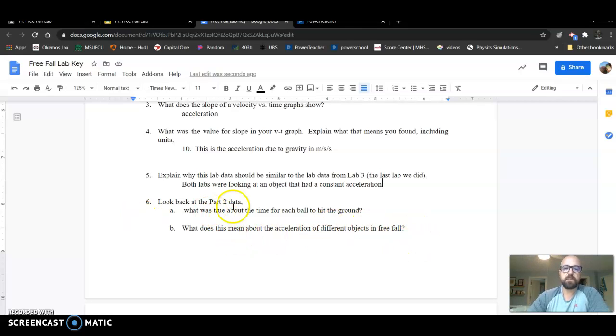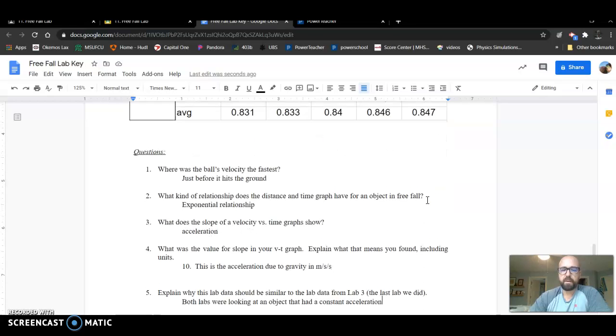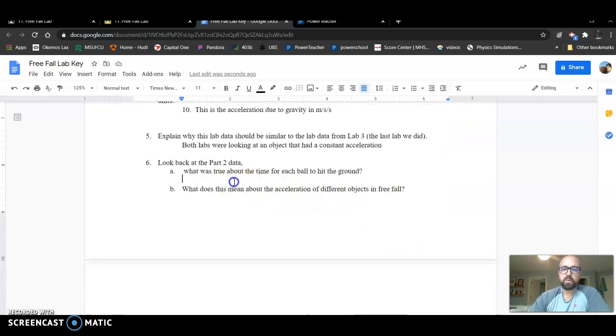So last thing here, we looked at part 2 data and what was true about the time for each ball to hit the ground. We had talked about this in class, and I look at this and these are all off by a hundredth of a second. So this is me dropping these off. Some people start talking about distance and stuff like that. All these distances are the exact same. So I'm not sure where that came from, but what was true about the time, they were all the same. And that hundredth of a second is insignificant in the way we collected this data.